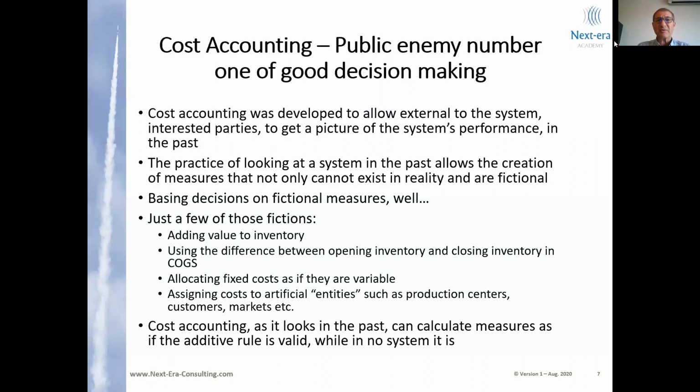In real systems, entities are interconnected. Cost generated in one entity has effect on cost generated on other entities. Therefore, they cannot be mathematically added. Only in the past they can.